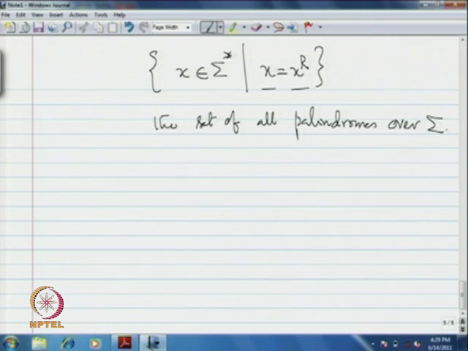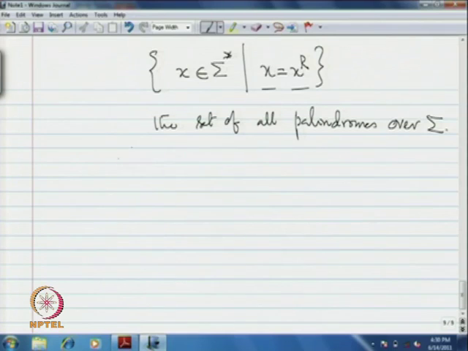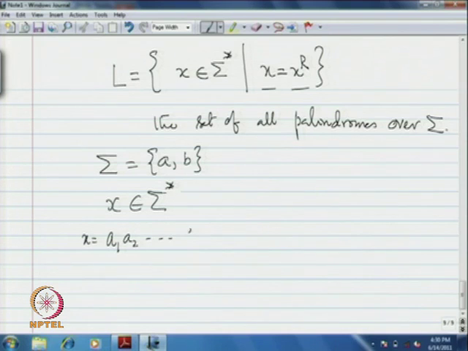If you consider the previous example, the concept of the previous example can be used to define a grammar for this language. For simplicity, let me consider sigma to be {a, b}. From that, you can understand how to give a grammar for an arbitrary alphabet sigma. What is the situation here? If you take any string x in the language, let me call it L, the string x is of the form a 1, a 2 and so on up to a n.